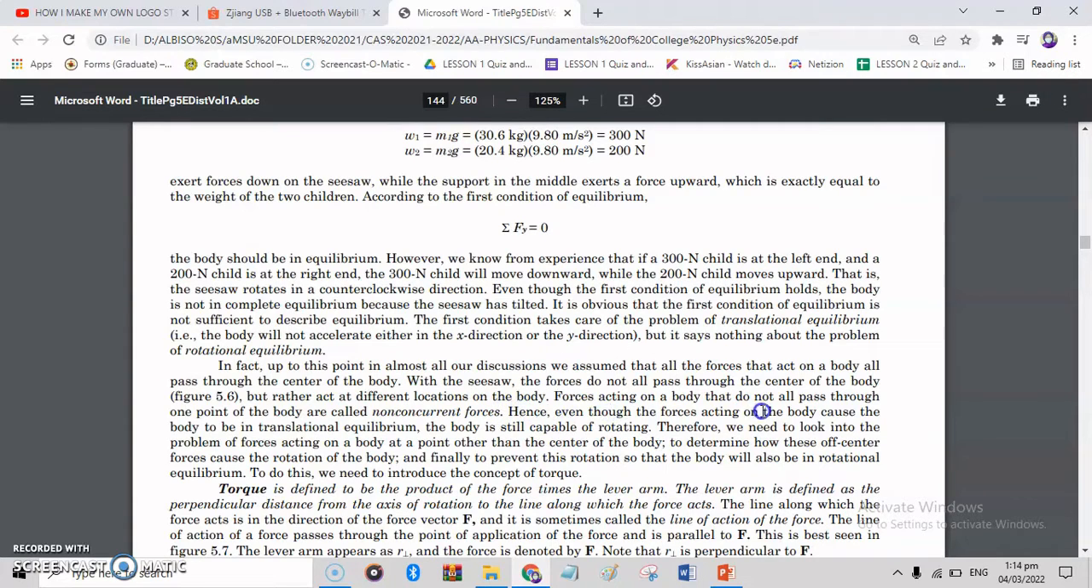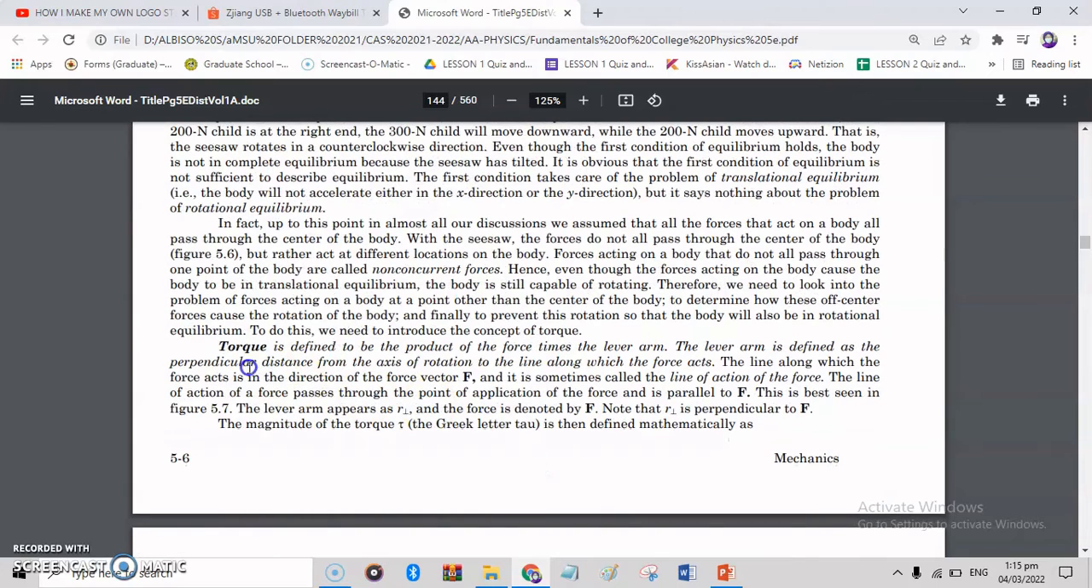Hence, even though the forces acting on the body cause the body to be in translational equilibrium, the body is still capable of rotating. Therefore, we need to look into the problem of forces acting on a body at a point other than the center of the body. So to determine how these off-center forces cause the rotation of the body, and finally to prevent this rotation so that the body will also be in rotational equilibrium. To do this, we need to introduce the concept of torque. So, nandito na si torque.